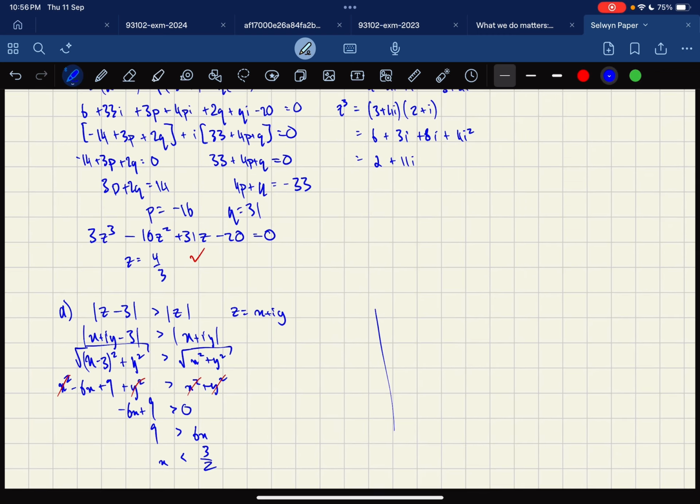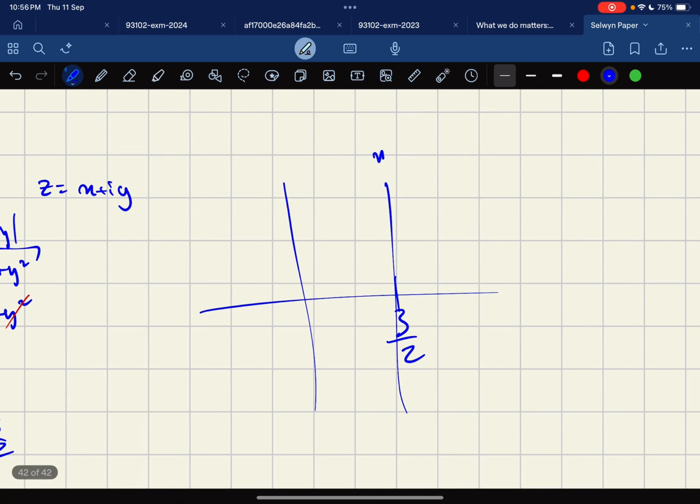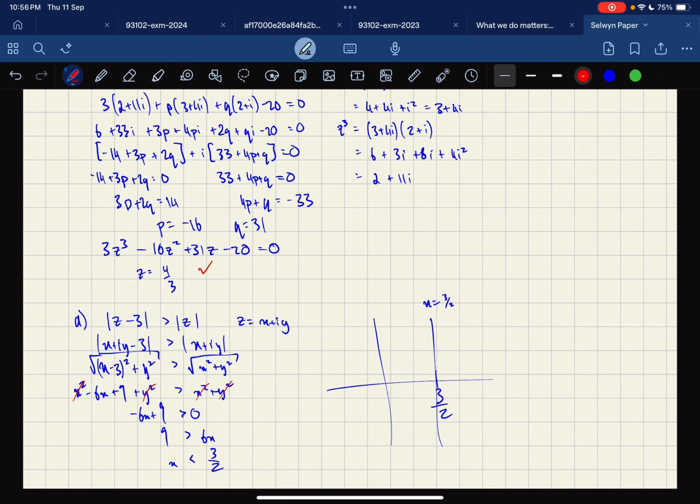So then on a graph, it would look like this. 3 over 2. And this line is x equals 3 over 2. And everything less than that. So it's all of this side here.